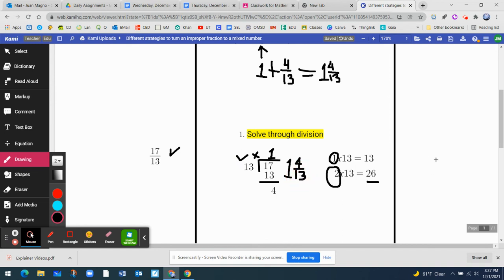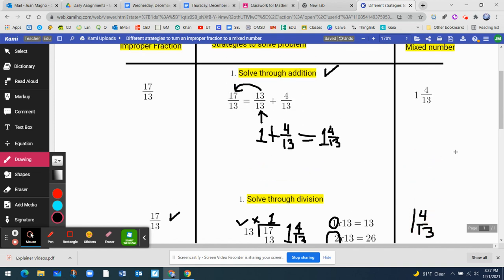And this, my friends, will be the second strategy to convert an improper fraction into a mixed number. Watch the video if you need the repetition. If not, it's okay. Go ahead and move on to practicing this wonderful way to convert an improper fraction into a mixed number.